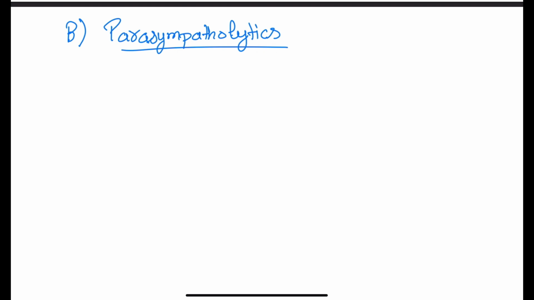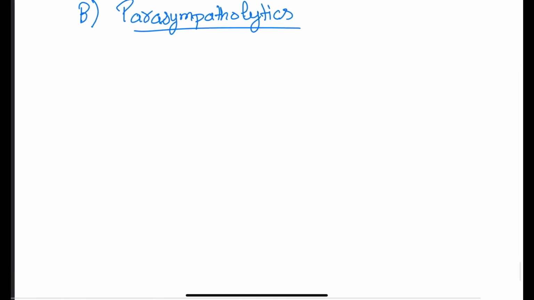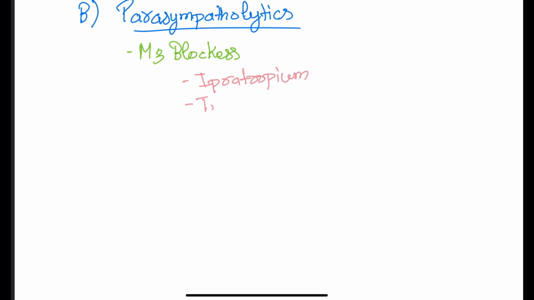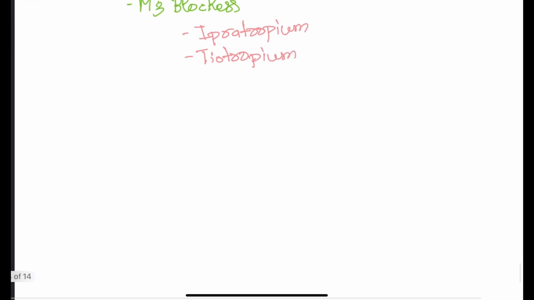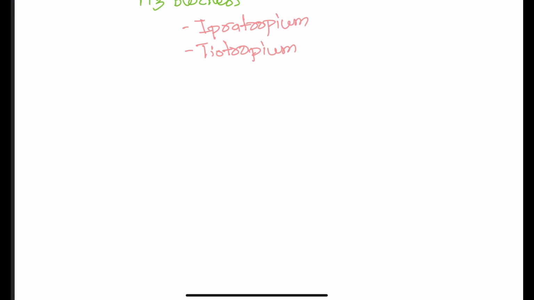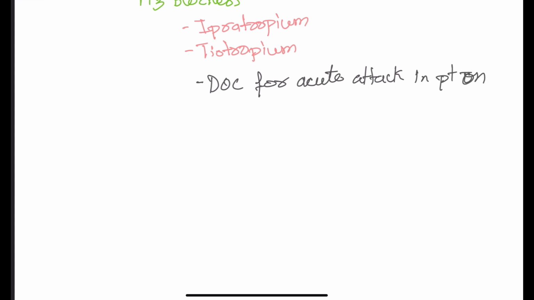Now, second is parasympatholytics. We are studying bronchodilators. In bronchodilators, we studied sympathomimetics, beta 2 agonists. Now, parasympatholytics. In parasympatholytics, we will give M3 blockers. Examples of M3 blockers are ipratropium and tiotropium. These both drugs are given by inhalational route. They are drug of choice for acute attack in patients on beta blocker therapy. They produce slower response in bronchial asthma.